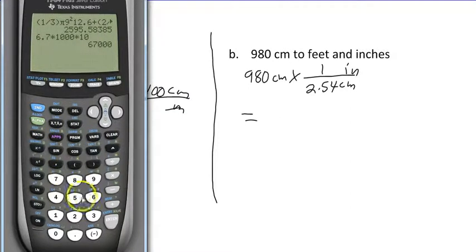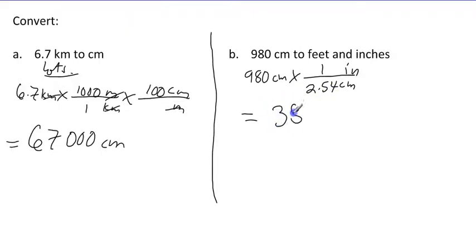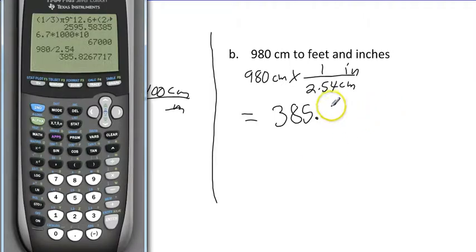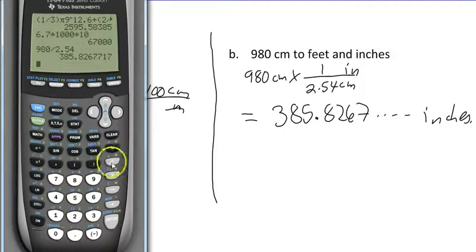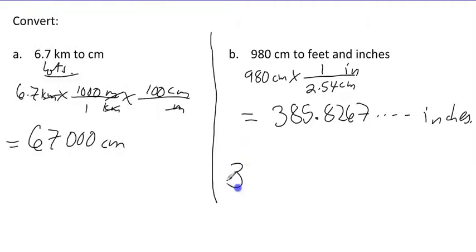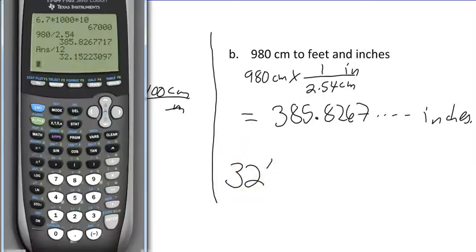okay, it's getting late. 980 divided by 2.54. So 385 point something, 826 inches, right? That's how many inches we have. So what do we do? We divide by 12. Okay, divided by 12 equals. So there are 32 feet. If we get to 0.157, right?